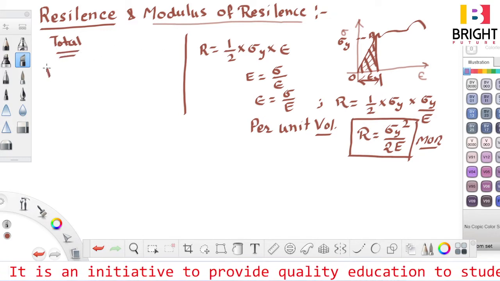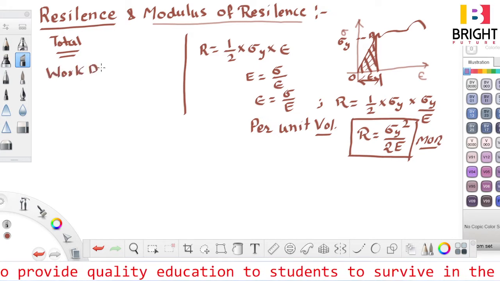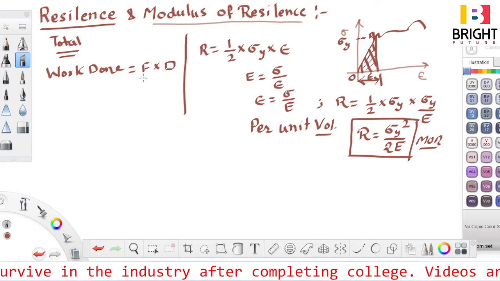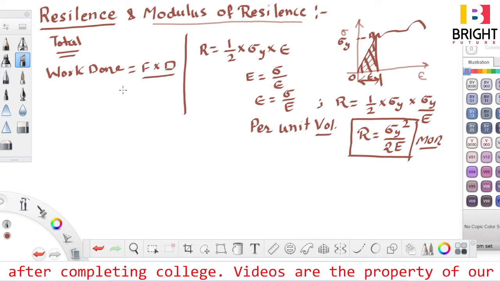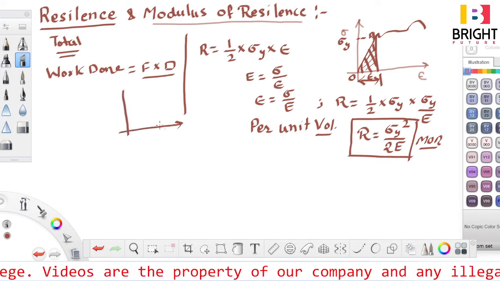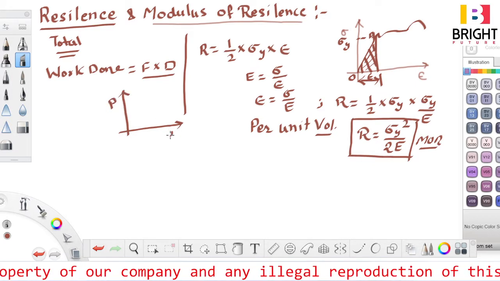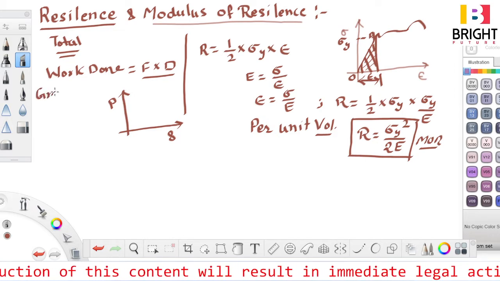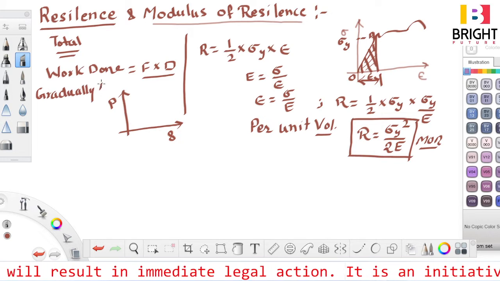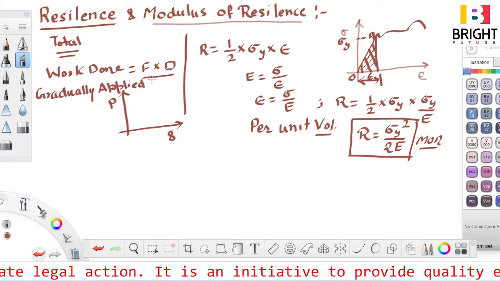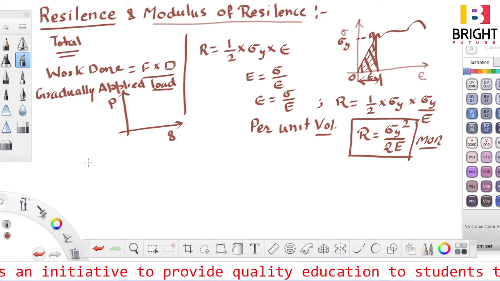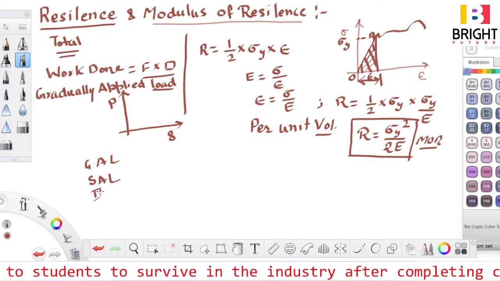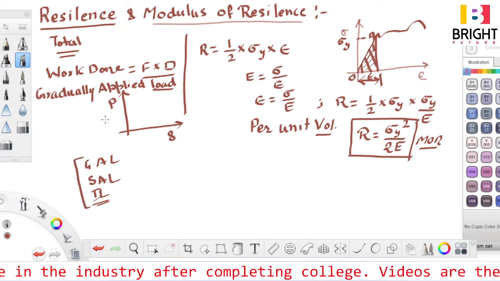Actually, when we say work done, the formula we use is the force multiplied by the distance traveled in the direction of force. Now when we strain a material, we draw a load deflection diagram. This is load and this is deflection. Here I am assuming that the load applied is gradually applied load. Actually, there are three kinds of load: one is gradually applied load, another is suddenly applied load, and the third is impact loading. Here I am considering gradually applied load.